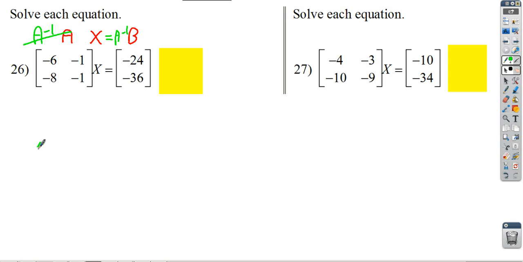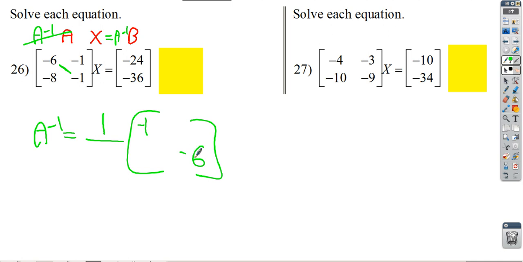So I basically need to find out what this inverse matrix is. Let's start by switching these, because that's how we find the inverse, and negating these. If I negate negative 1, I get this. If I negate negative 8, I get this. The determinant is those things multiplied, which is 6, minus these things multiplied, which is 8. 6 minus 8 is negative 2. Okay, so that's my inverse.